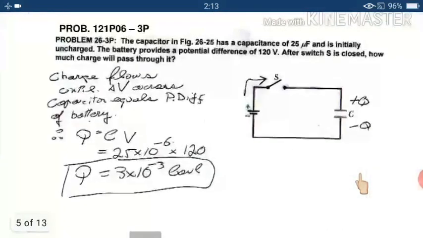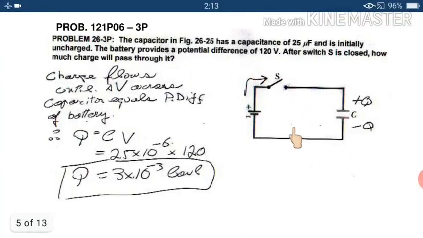Next question we have, the capacitor in this diagram has a capacitance of 25 microfarad. So C is given, that is 25 microfarad. Micro means 10 to the power minus 6, and it is initially uncharged. The battery provides a potential difference of 120 volt. So the value of V is given, that is 120 volt. After switch S is closed, how much charge will pass through it?